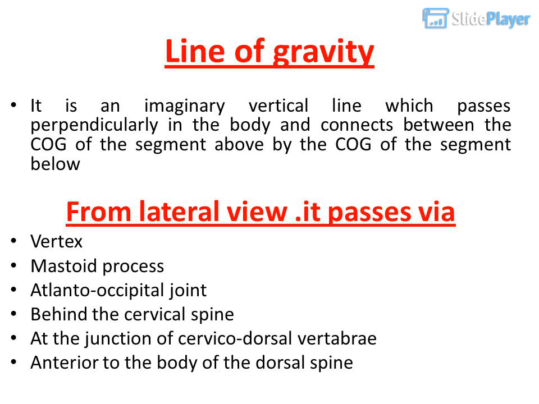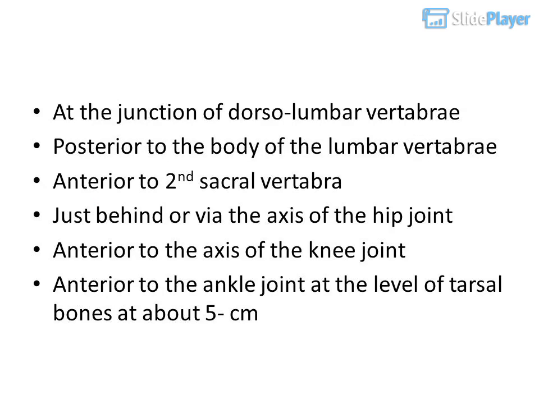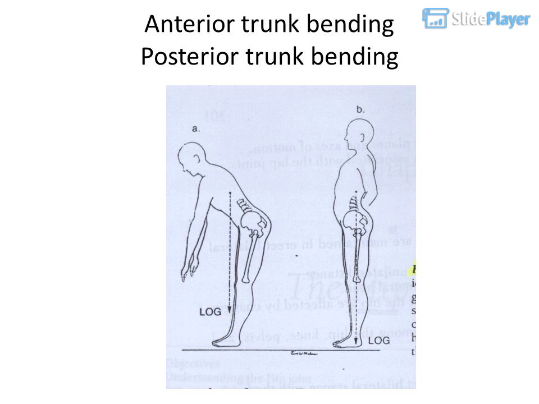anterior to the body of the dorsal spine, at the junction of dorso-lumbar vertebrae, posterior to the body of the lumbar vertebrae, anterior to the second sacral vertebra, just behind or via the axis of the hip joint, anterior to the axis of the knee joint, and anterior to the ankle joint at the level of the tarsal bones at about 5 cm. Anterior trunk bending, posterior trunk bending.